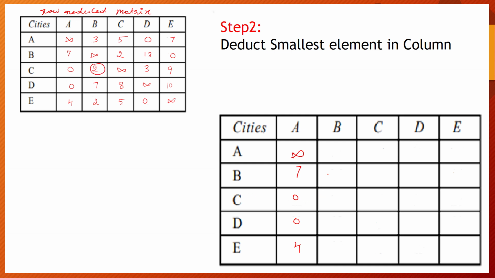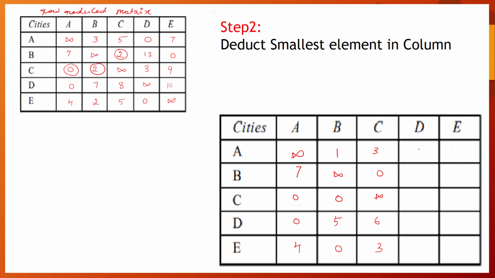Second column we don't have 0, so we need to check for the minimum, which is 2. So reduce from 3, it is 1. Infinity will always be infinity. 2 minus 2 is 0. 7 minus 2 is 5. 2 minus 2 is 0. And here also the minimum is 2. Let me just round off some 0s so you won't be confused. Here 5 minus 2 is 3. 2 minus 2 is 0. Infinity. 8 minus 2 is 6. 5 minus 2 is 3.